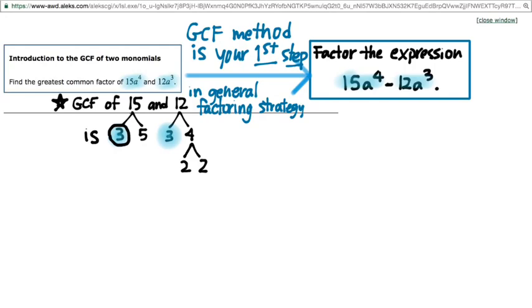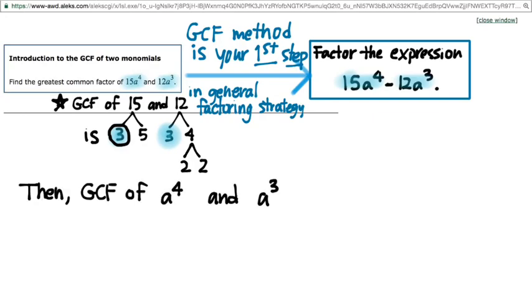What comes next? Now that we've figured out what the GCF of those two coefficients are, what else did you do? We need to find what the greatest common factor of a to the power 4 and a to the power 3 is. And so you're looking at the two of them and said, well, one of these actually goes into the other. Right? Which one? A to the third actually goes into a to the fourth.